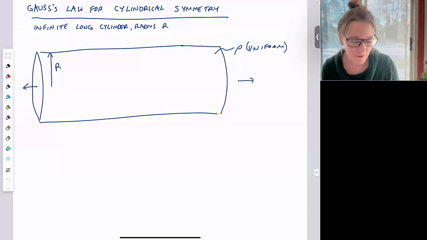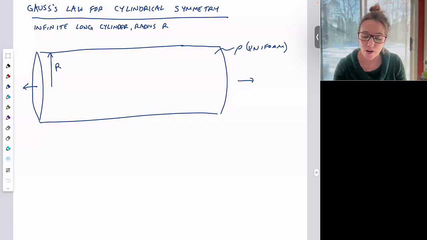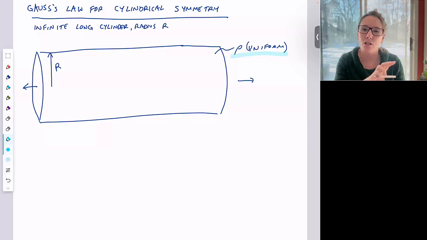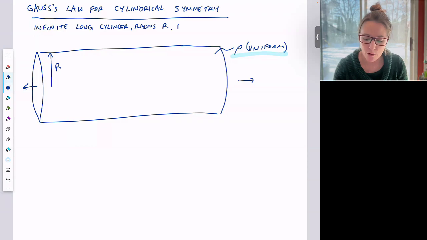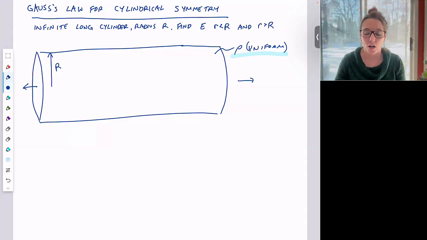In this video we're going to look at how we can apply Gauss's law not just to spheres but also to cylindrical symmetry. Here I have an infinitely long cylinder of radius R. Let's give it a uniform volume charge density, so this is a solid long cylinder. We want to find the electric field everywhere, both inside, little r less than big R, and outside, little r greater than big R.